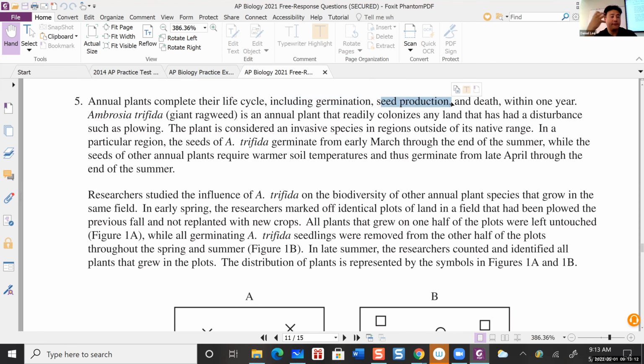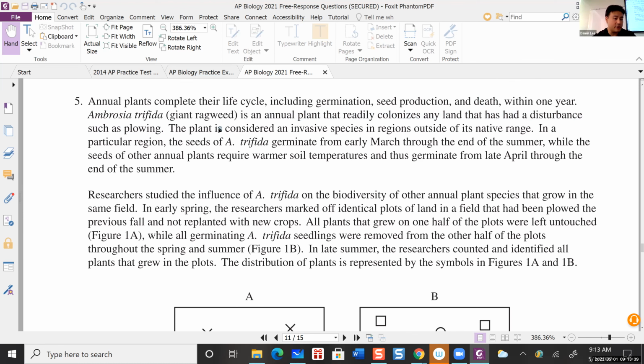Now the seed production, that's definitely important. You want it to be pollinated and fertilized so you can produce seed. The seeds will be enclosed in fruits if these plants are fruit bearing. And then ultimately the plant will die and the cycle starts over again. So it's talking about this ragweed, an annual plant that readily colonizes land that had a disturbance such as plowing, fire, or natural disaster.